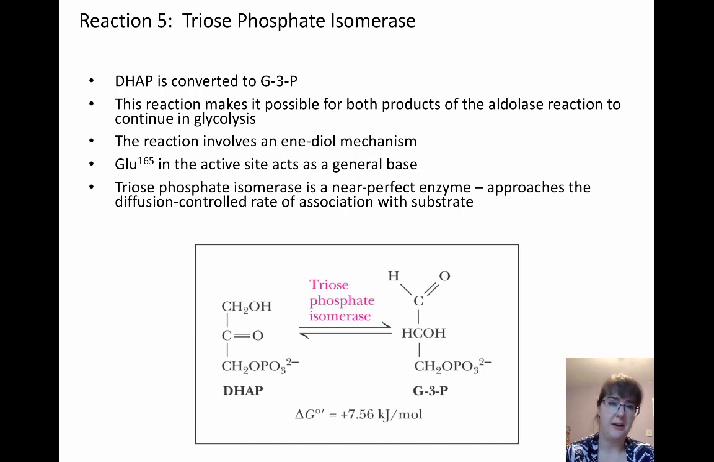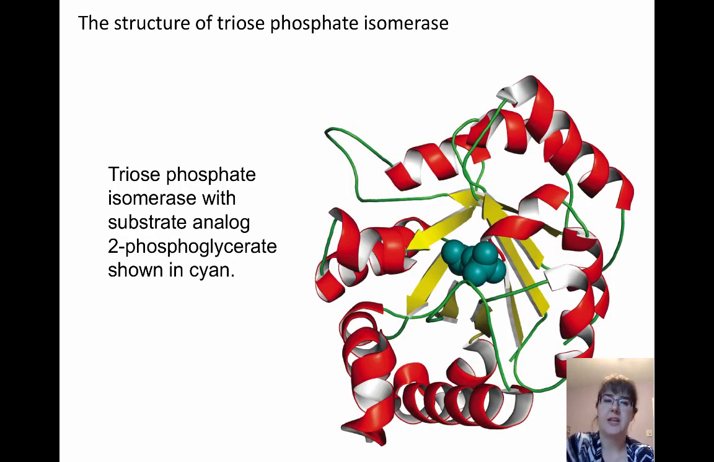This is going to have an enediol mechanism, and it's also going to have a glutamic acid residue serving as a general base, which is kind of interesting. This enzyme itself is actually near perfect, so when we look at that kcat over Km, you're going to see a really beautiful approach to the diffusion-controlled rate that's associated with it. Here's our structure again, where you can see the substrate in cyan in the middle, surrounded by a variety of beta sheets and then surrounded by your alpha helices.